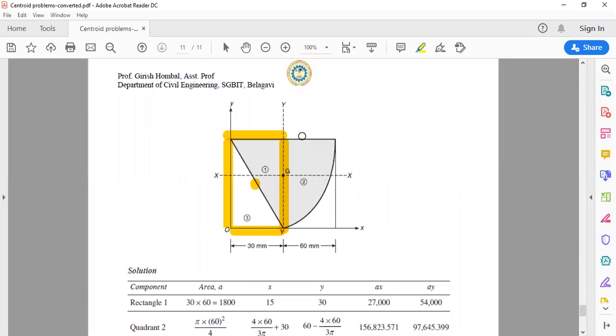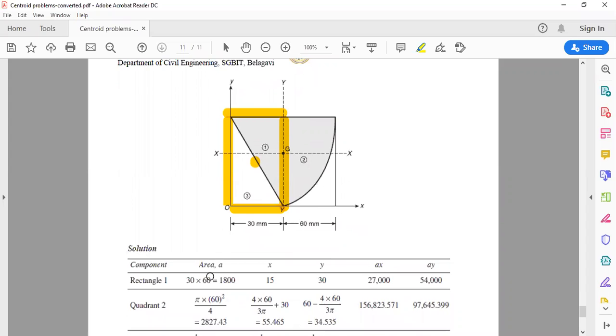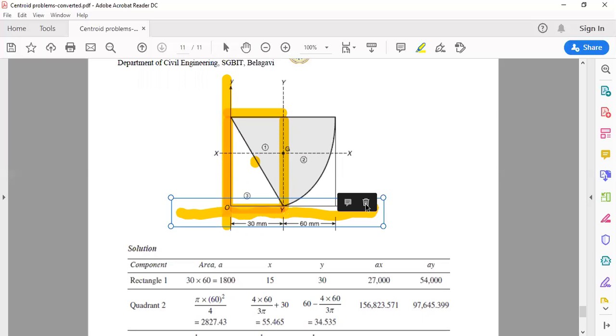So we see that area of a rectangle, it is 30 by 60. So 30 is given to me. 60 is nothing but the radius of this quadrant of a circle. So it is 30 into 60. This is my reference y-axis and this is my reference x-axis. So next I will be calculating.